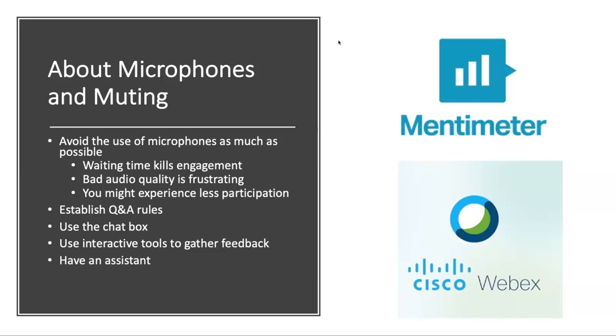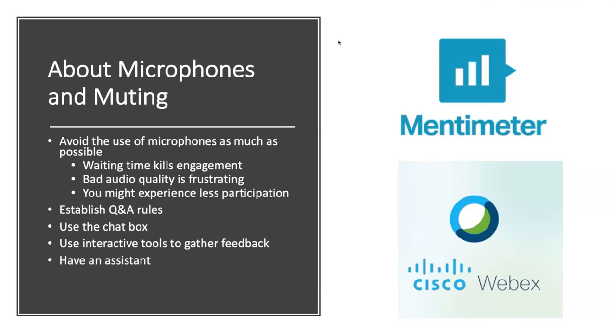The second problem with the microphone is that the bad quality is frustrating. If a couple of people speak in such a way that they seem far away, and I cannot hear them, there's feedback, there's noise, that's going to be frustrating as well and kills engagement. And also, being honest, research has demonstrated that some people, similarly to being in a face-to-face classroom, don't like to speak over the microphone, so you might experience less participation.